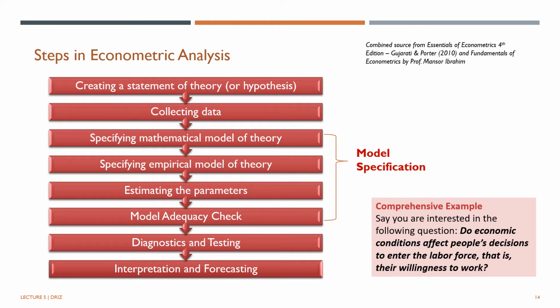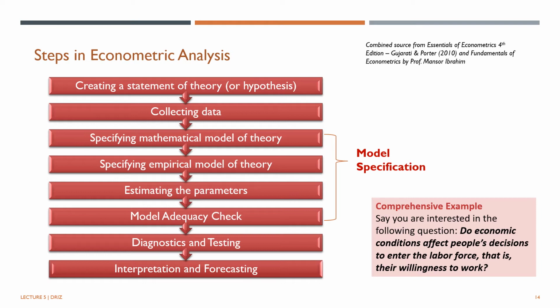How does one actually do an econometric study? Broadly speaking, econometric analysis proceeds along the following steps. The starting point is to create a statement of theory or hypothesis, that is, find out what theory has to say on the subject you want to study. We then go on to collecting data.